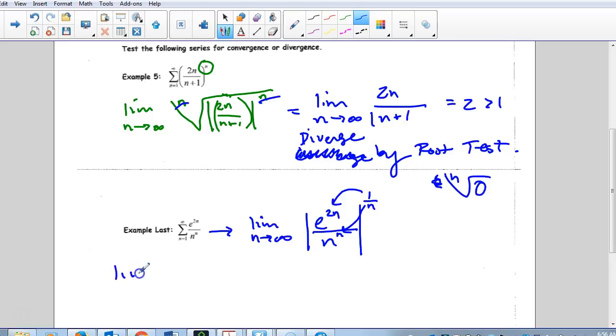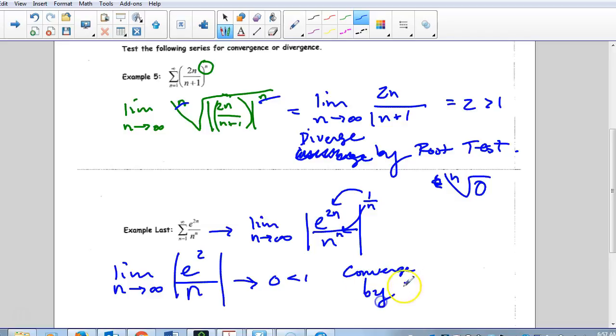So I'm going to say the limit as n goes to infinity of e squared, right? Because 1 over n times n is just e squared, over n. Taking the limit of that, well, e squared over n is going to equal 0. And you would say 0 is less than 1. So because of that, it's going to converge by the root test.